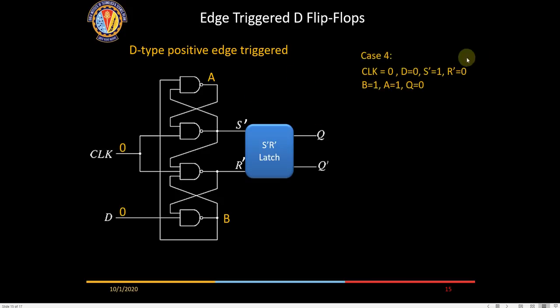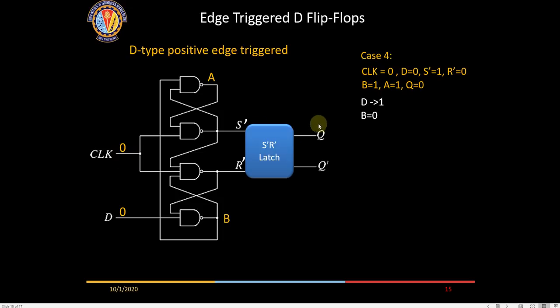So in the next case, assume clock is 0 and D is 0. Since the clock is 0, R dash is 0, and assuming S dash is 1 here, this will also be 1 in this case. So B equal to 1, A equal to 1. It is in 0 state. So initially this flip flop is in 0 state. Now what is happening is D is toggling from 0 to 1. So B changes. The change in B will not be reflected here in this case because the clock is 0 here in this condition.